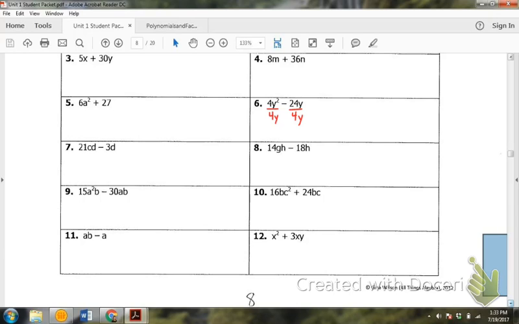I did it by 2. Okay, that's not going to be the greatest common factor. We have to do the greatest number. The 4y goes out front.